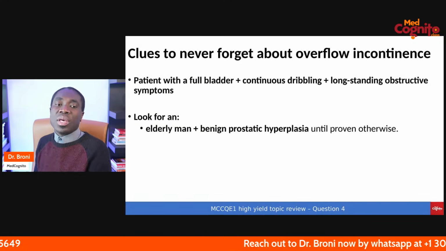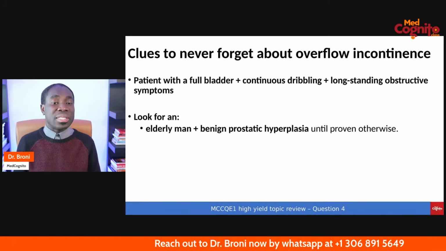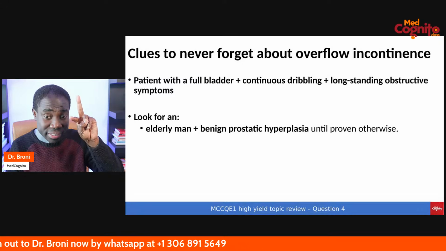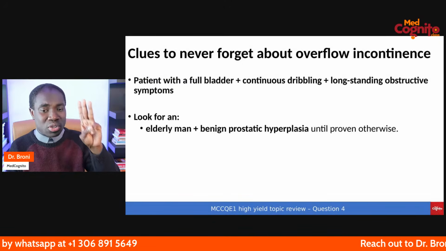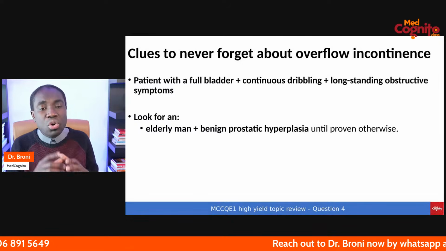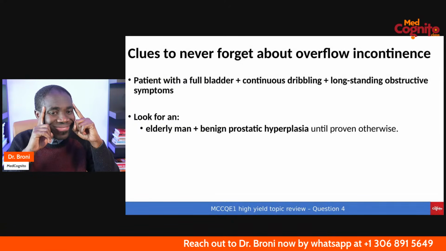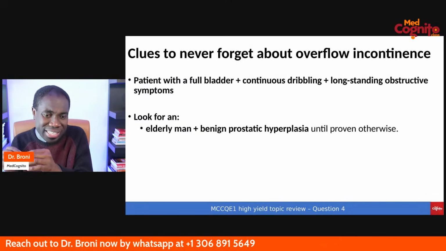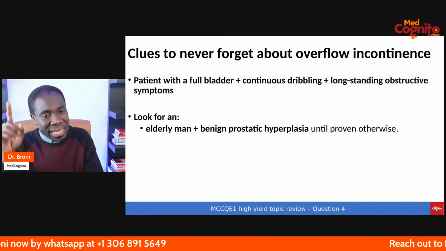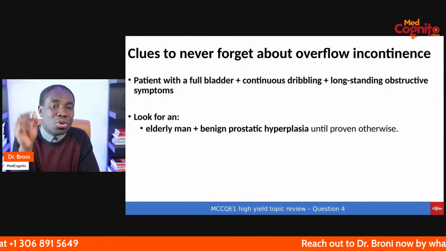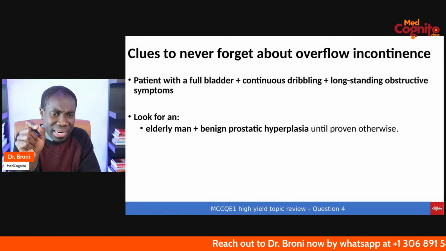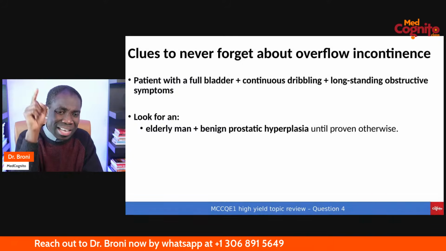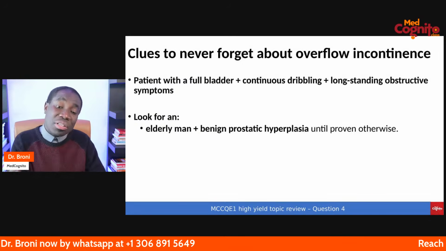So, clues to never forget about overflow incontinence. Look for that patient with a full bladder, continuous dribbling, and long-standing obstructive symptoms. So look for an elderly man. And we learned today that the commonest cause of bladder outlet obstruction is benign prostatic hyperplasia in men as they age. So a patient with a full bladder, continuous dribbling, and long-standing obstructive symptoms has benign prostatic hyperplasia until proven otherwise.